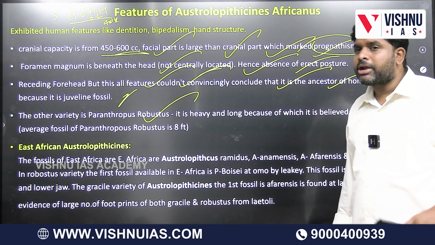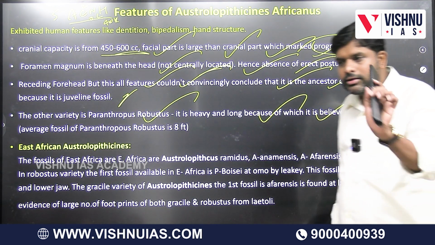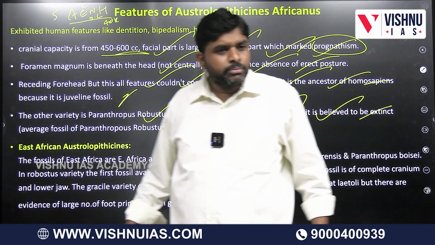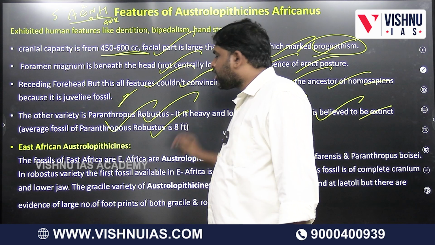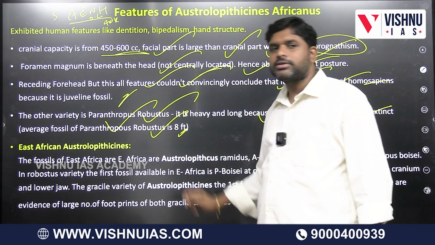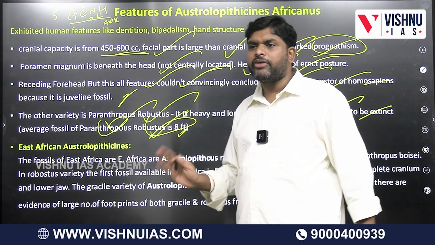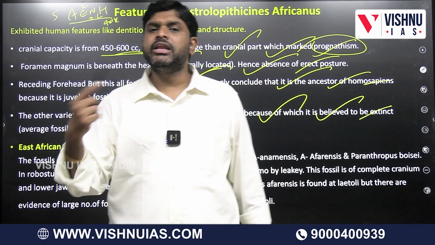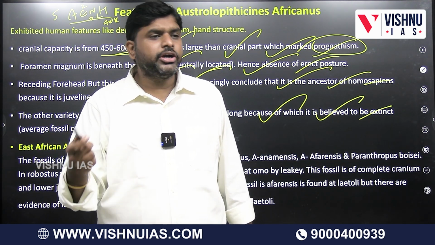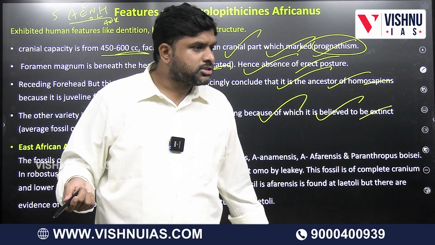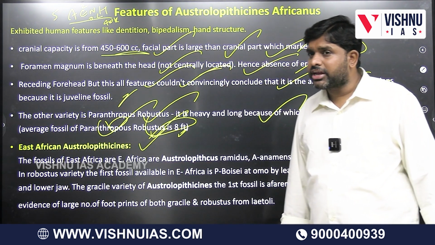The other variety is Paranthropus robustus. It is heavy and long, because of which it is believed to have become extinct. The average fossil of Paranthropus robustus is 8 feet. Hence we believe that it evolved into extinction, whereas the gracile variety evolved into the next, which is called Homo erectus.